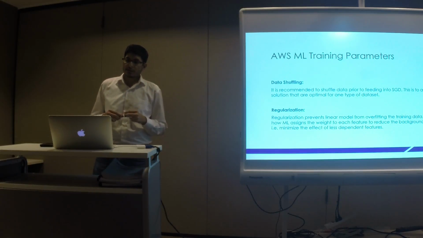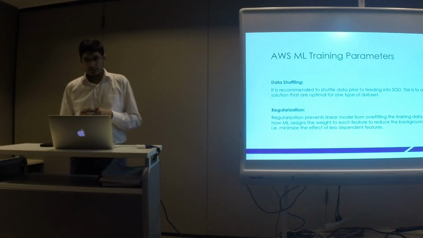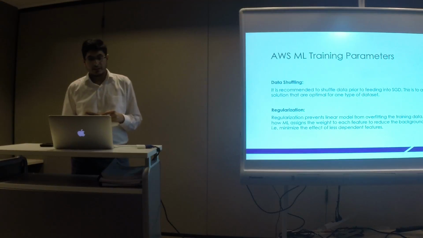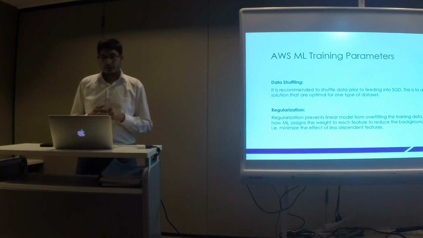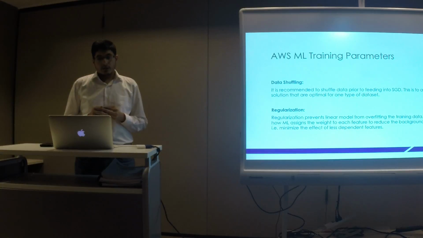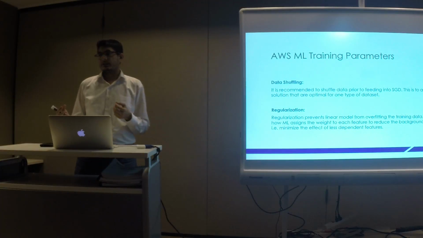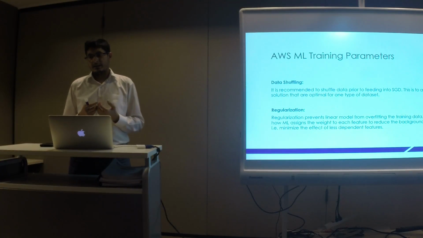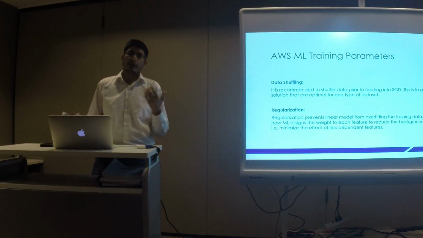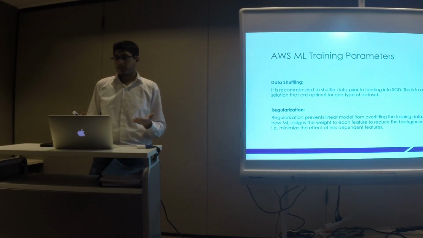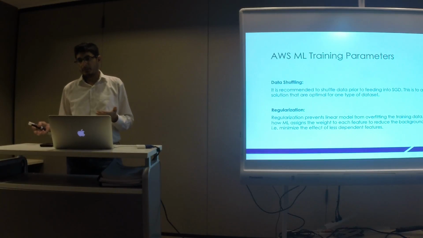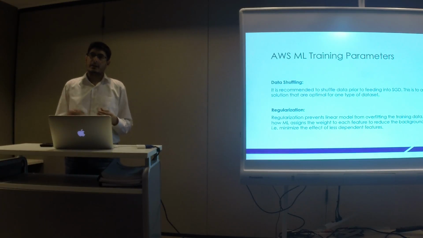The next parameter is regularization. This is another mathematical term. What this does is it prevents the linear model from overfitting the training data. This is how the process assigns the weight to each feature, and it calculates which variable is contributing towards the target value. This is to reduce the background noise, in the sense that if the variable is not affecting it too much, then give it a lesser weight. And if the variable is contributing towards the target value with a bigger delta, then assign it a bigger weight.